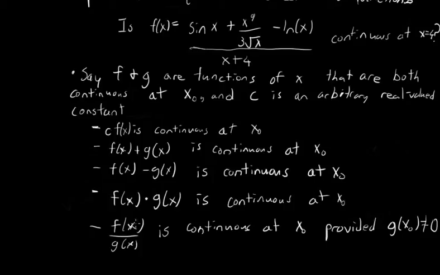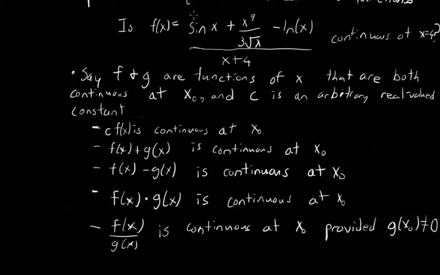And we can do the same thing with the quotient f over g, but with the caveat that g of x naught cannot be 0. So again, this is precluding division by 0. So how can we use that in tandem with all the other rules we know so far to answer this question as to whether f of x equals sine of x plus x to the 9th over 3 times the square root of x minus ln of x all over x plus 4 is continuous at x equals 4?